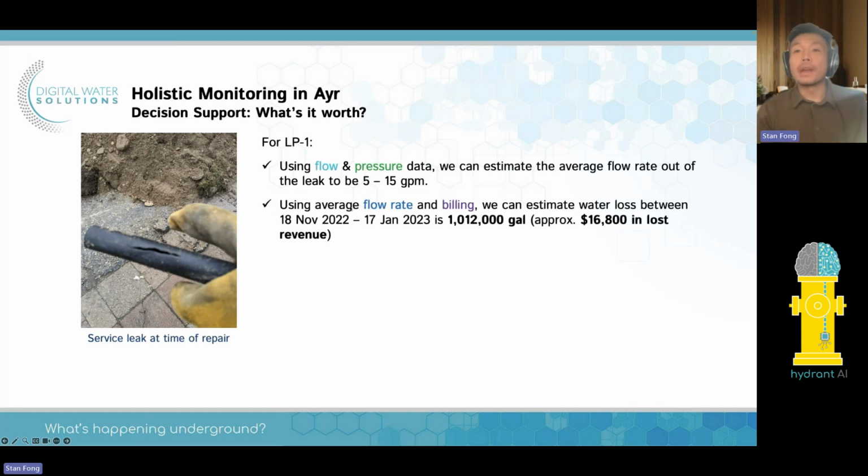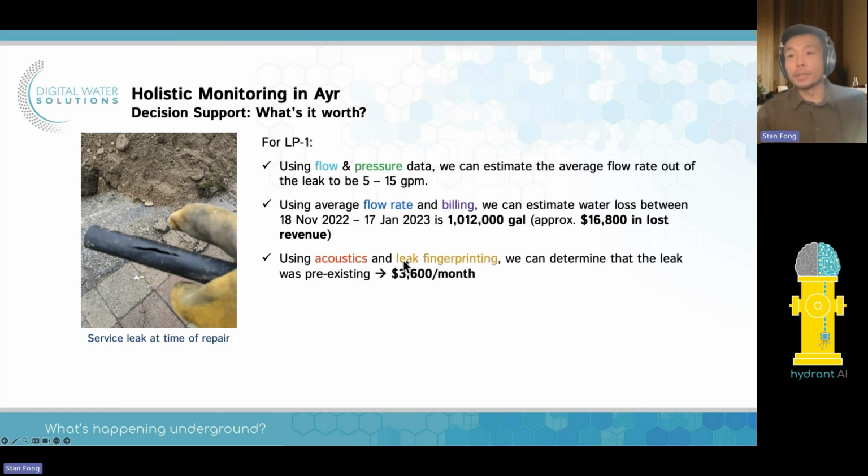And then we can also look at that average flow rate. We could look at billing or consumption data, and we can estimate the water loss. So that period where we looked at between the 18th of November to the 17th of January, that's 2 months, sorry, it's about 1 million gallons. And that's about $17,000 in lost revenue. Now, not huge objectively in terms of utilities, because again, where we are, water's pretty cheap, right?